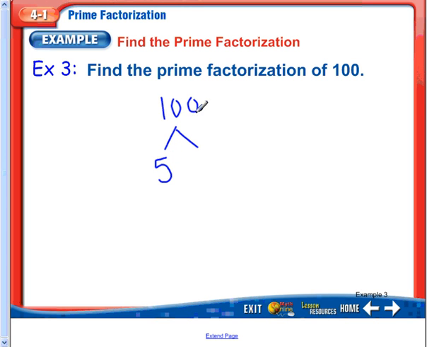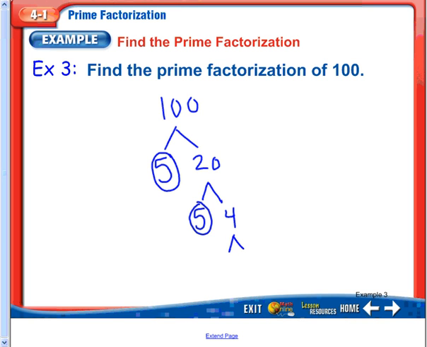How many times can 5 go into 100? 20 times. So I'm going to make a new branch off of 20, and 5 is a prime number, so I'm going to circle it. Since 20 ends in a 0, I'm again going to use the prime factor of 5 to break this number down. And 5 goes into 20 4 times. Since 5 is a prime number, I'm going to circle it again.